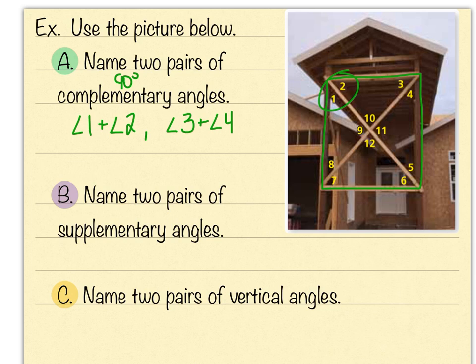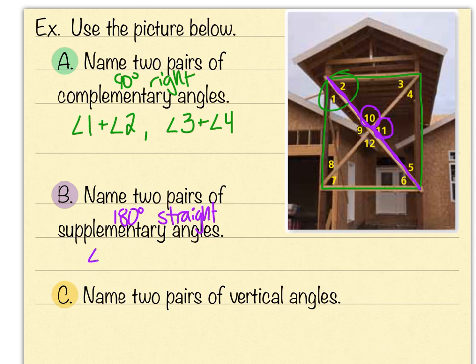Next up, two pairs of supplementary angles. These angles have to add to 180 degrees. So instead of forming a right angle like the ones from up here did, we're looking for two angles that form a straight angle. And so we have some of those angles as well. And so I would say, 10 and 11 would be supplementary angles because they form this straight angle right there.